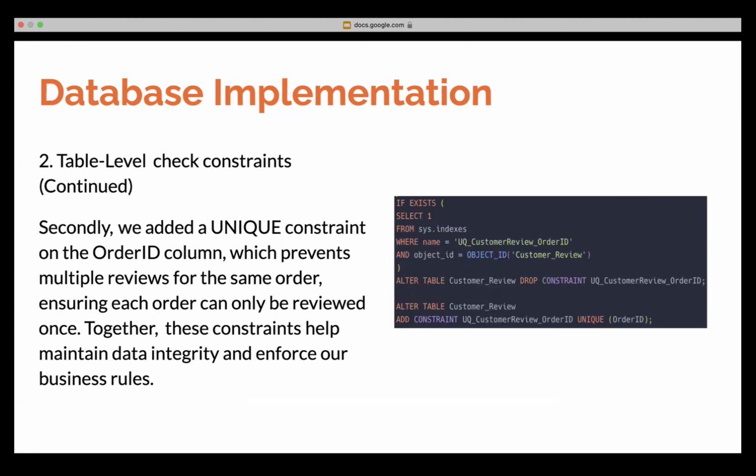Secondly, we have a unique constraint on the same table's order ID column, which prevents multiple reviews for the same order. This is to ensure that the order, the review, and the customer are always one to one to one. Together, these constraints help maintain data integrity and enforce all the business rules.